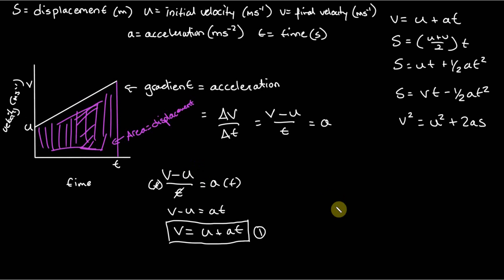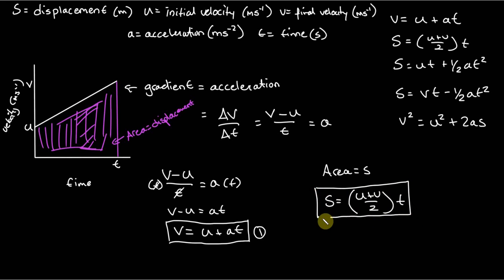And we can write this as, and maybe I'll just write area equals s, right, displacement s, and then we can write the total displacement. It equals the average velocity, which is u plus v over 2, times the time taken, so times t. And that is our second equation of motion.